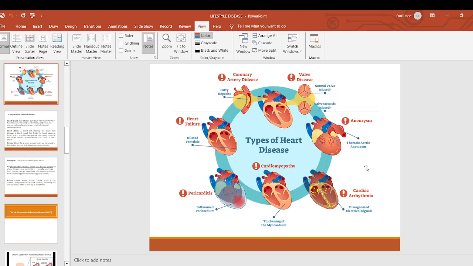Then there are disorganized electrical signals. The heart also works using certain electricity, very weak electricity. If that weak electricity is not in an organized way, then that will create problems for the working of the heart. So these are some of the problems associated with cardiac arrhythmia.